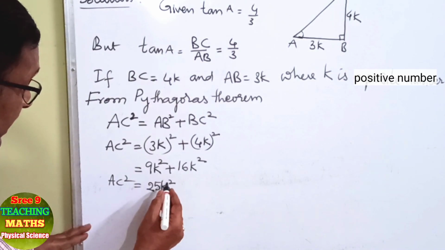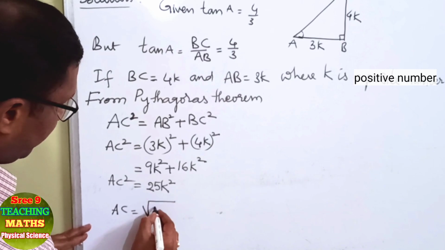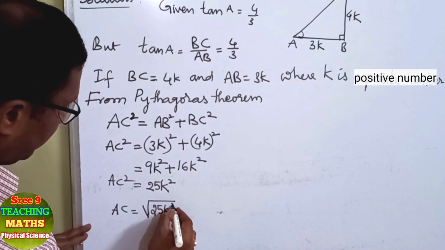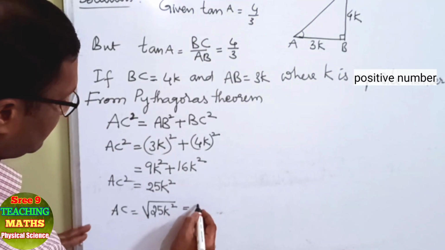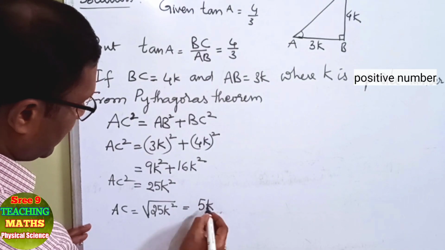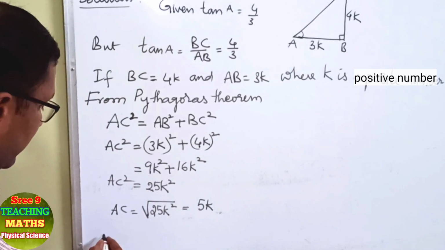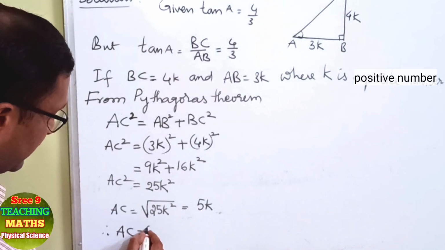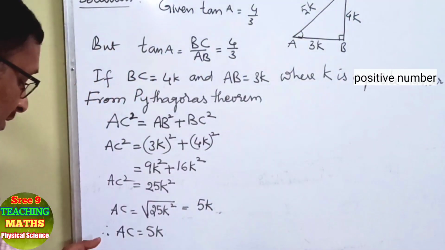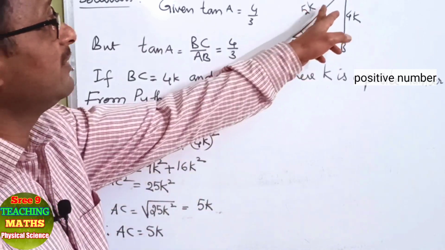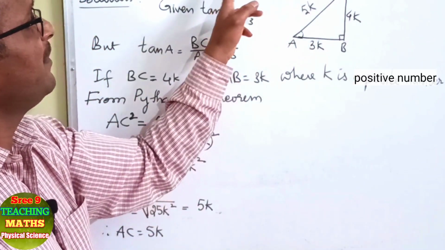On cancellation of the squares, AC is equal to the square root of 25K square, and we get 5K, because the square root of 25 is 5 and the square root of K square is K. Therefore AC is equal to 5K. So here it is 5K. As we got the other side, we can write the remaining trigonometric ratios.